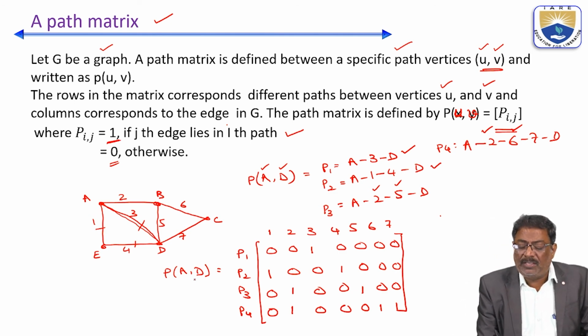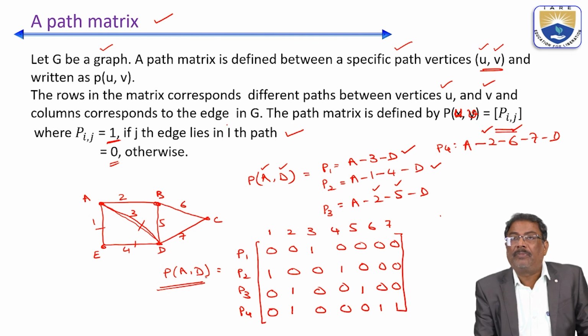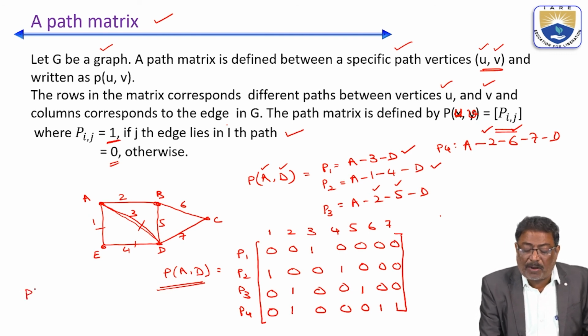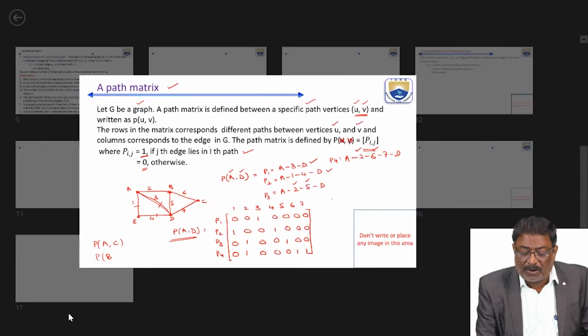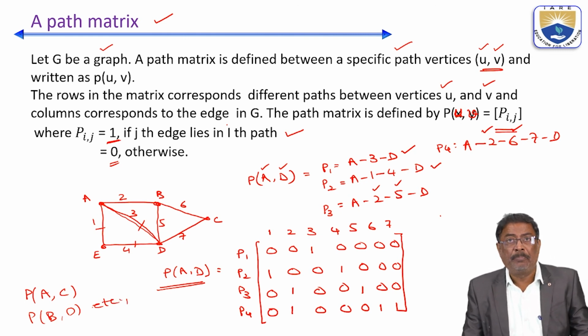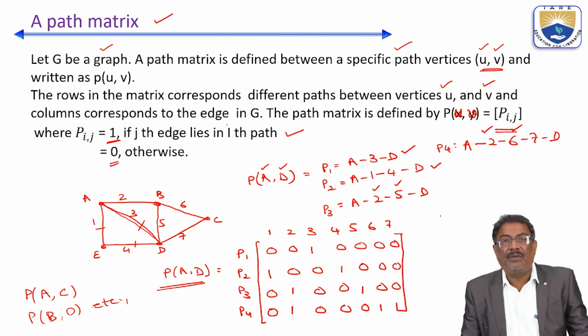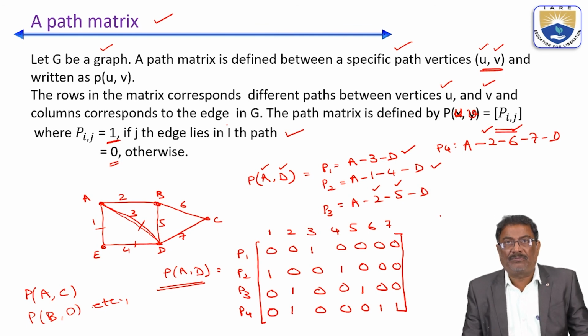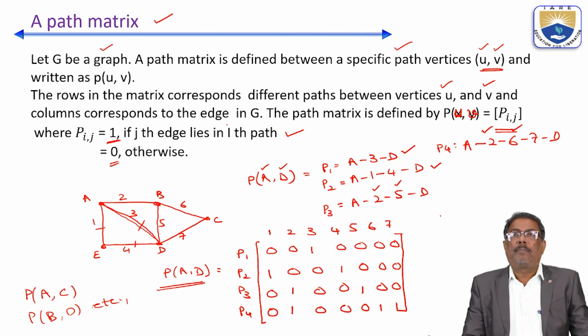Similarly, we can find the path matrix from vertex A to C, or the path matrix from B to D. Like that, we can find many path matrices from the given graph. Here we are considering an undirected graph. So this is how we construct the path matrix.